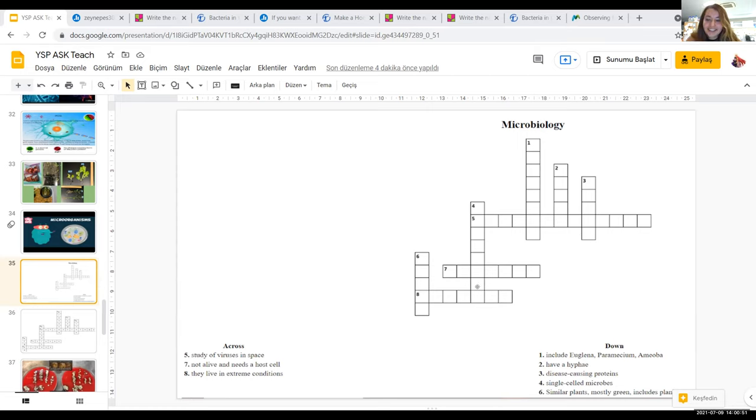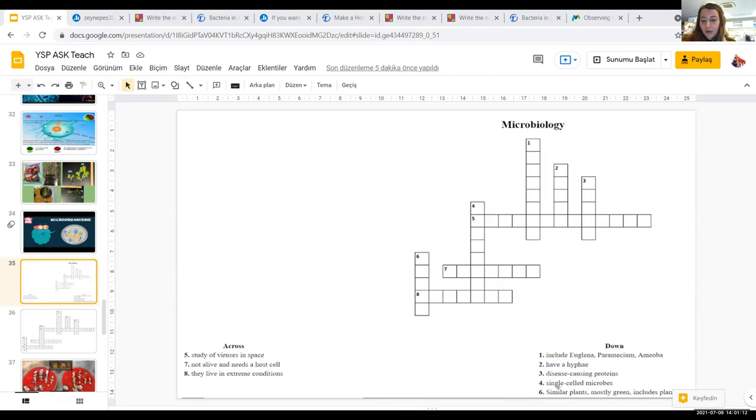And fourth, single-celled microbes. These are just single-celled microbes. But it's a good word, I think. Yeah, bacteria, you are right.